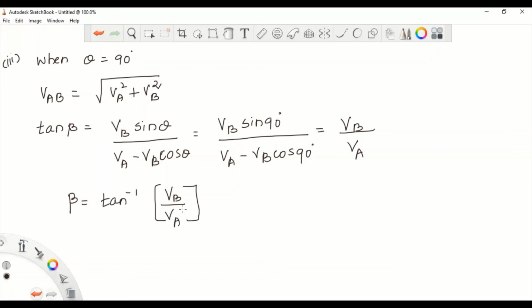So today we discussed about relative velocity in one-dimensional motion as well as in two-dimensional motion.